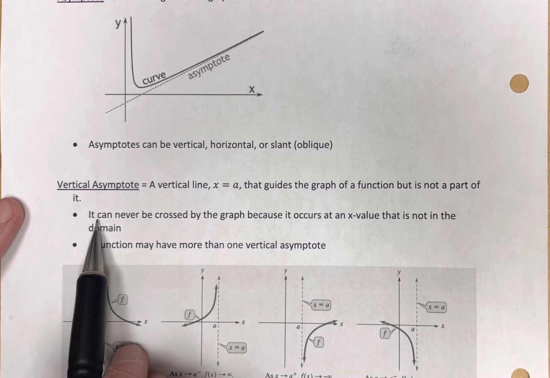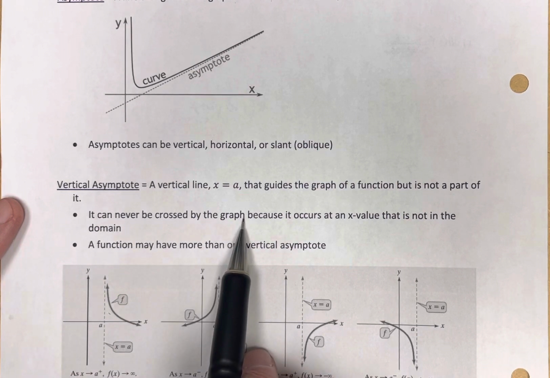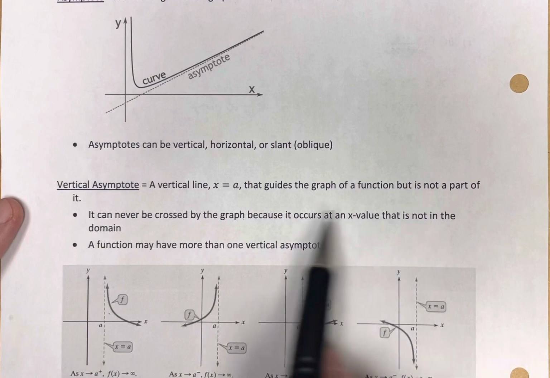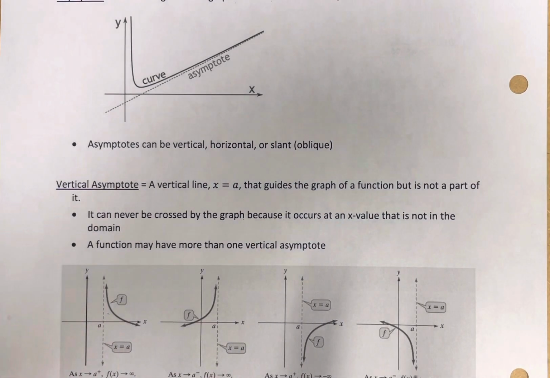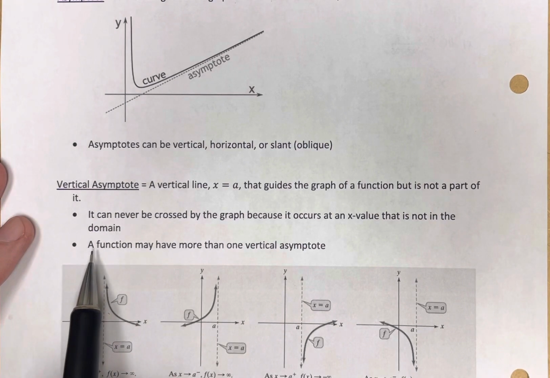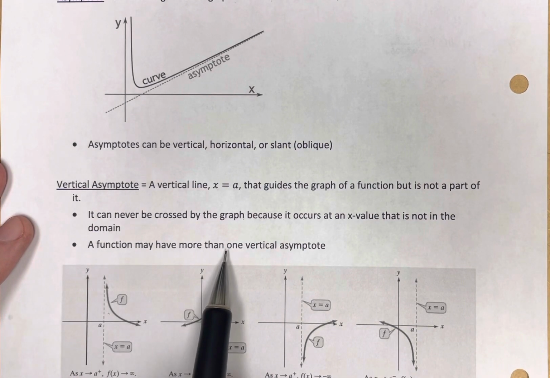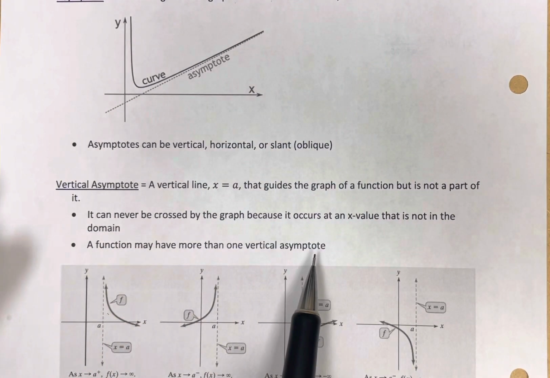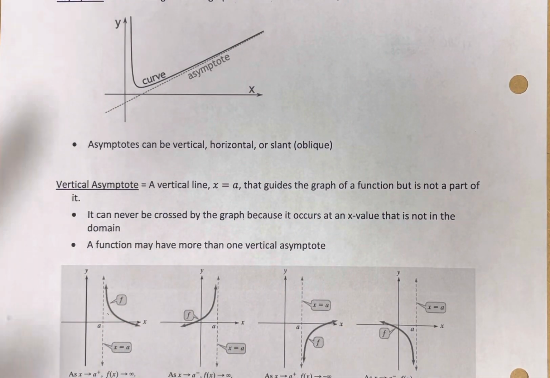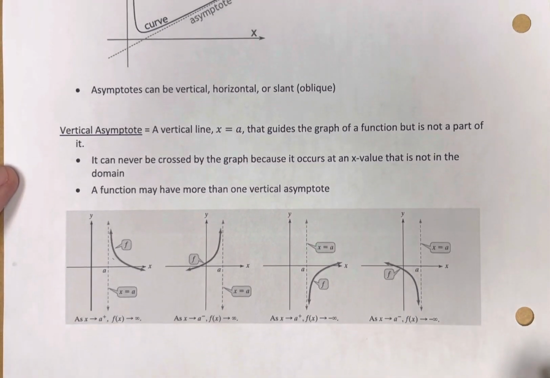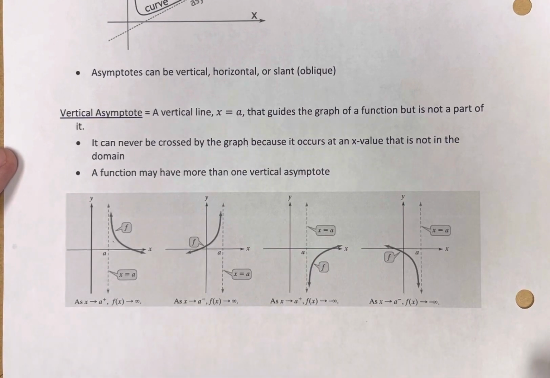Okay, a vertical asymptote can never be crossed by the graph because it occurs at an x value that is not in the domain. So the graph can't cross it. And a function may have more than one vertical asymptote. You can have an unlimited number of vertical asymptotes depending upon the rational function.